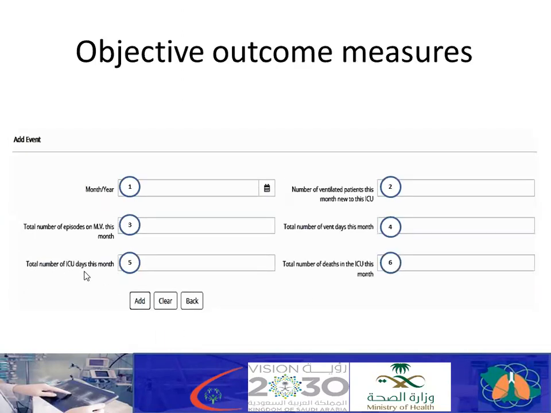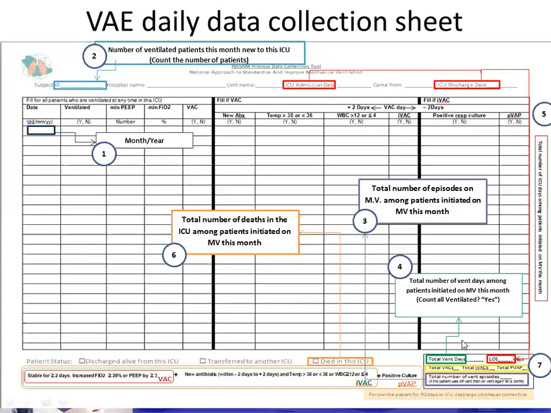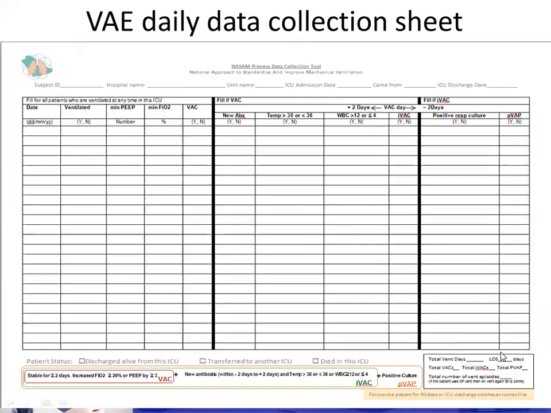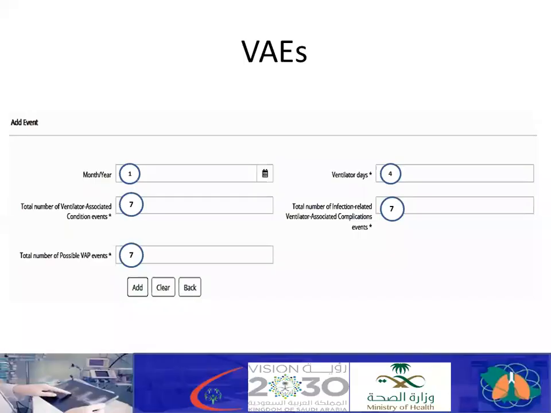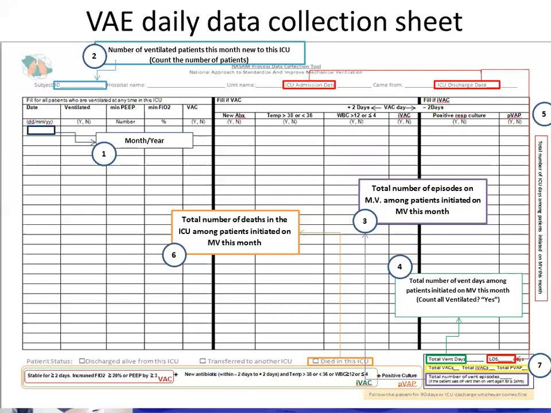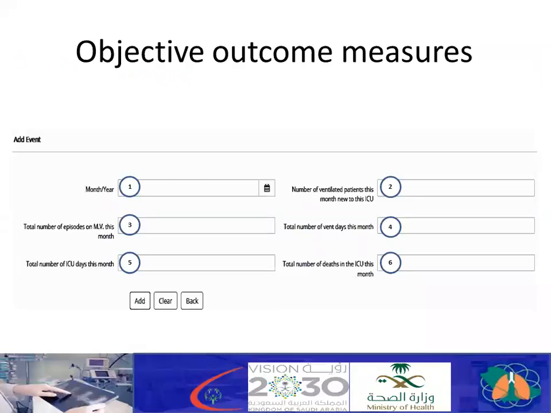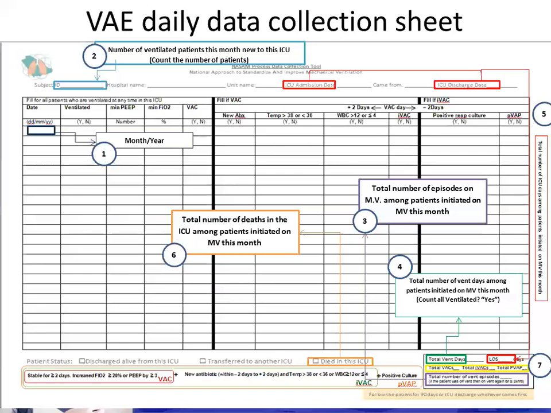The total number of ICU days this month, it's by getting all of the ventilator days, length of ventilator days. The total number of ICU days means the length of stay. Sorry. So the total number of length of stay will be counted for all patients, and it will be inserted in that column. And for the total number of deaths in this ICU, we count how many patients died. If the patient spends more than 90 days, and he died after, we don't count it. We will consider it as discharged alive from the ICU.